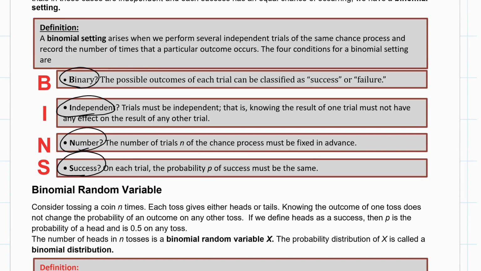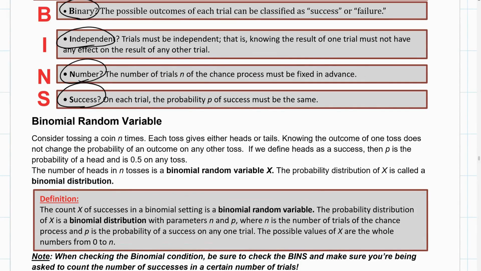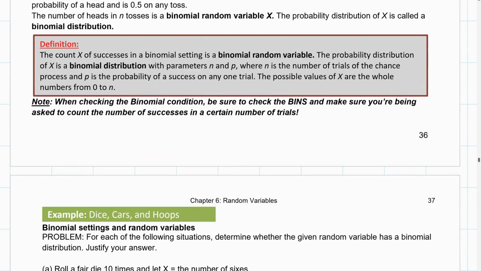If we meet the binomial setting and we count up the number of successes in the set number of trials, we have a binomial random variable. So a binomial random variable happens when we count the number of successes in a binomial setting. The probability distribution of that variable is called a binomial distribution, and the only parameters are n and p, meaning if you tell me the number of trials and the probability of success on each trial, then we know everything there is to know about that binomial setting.